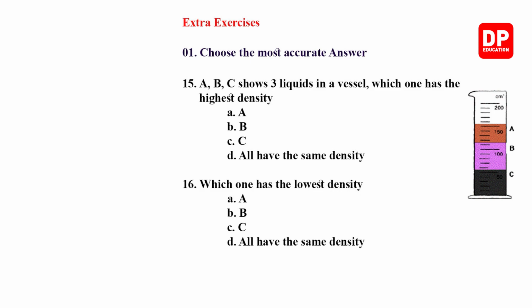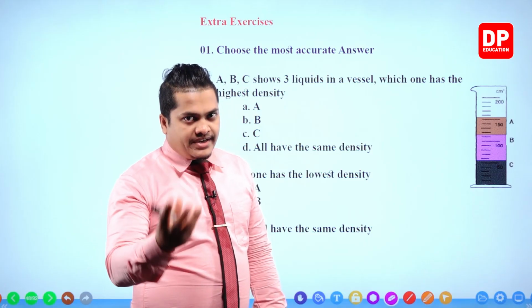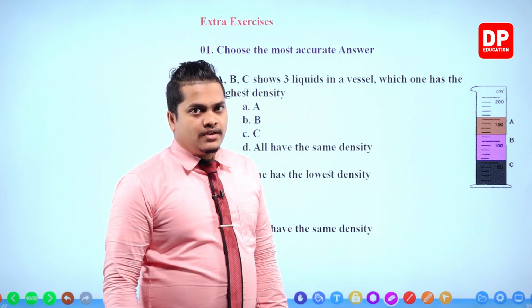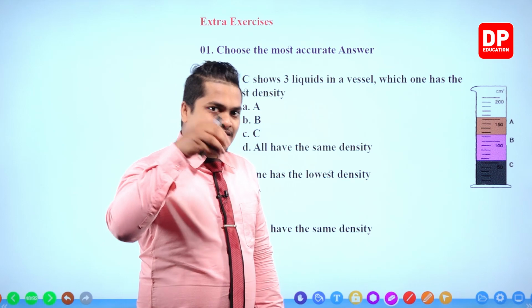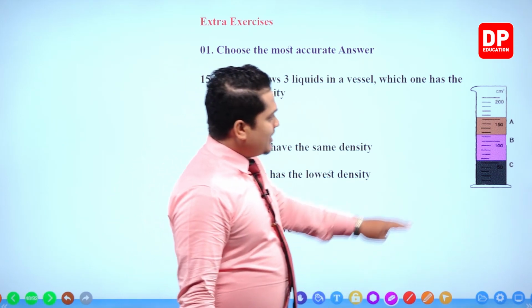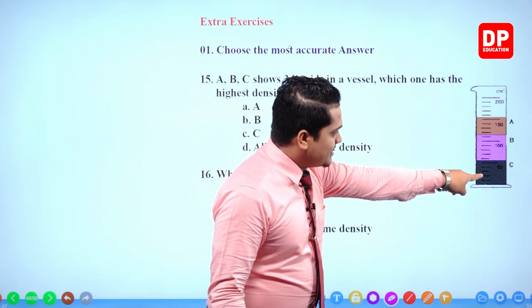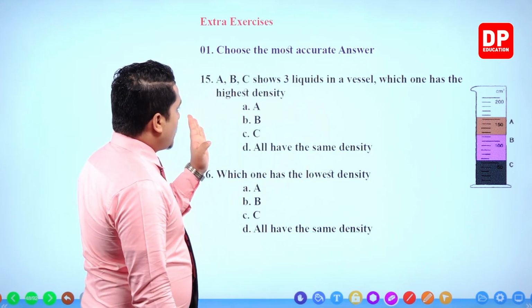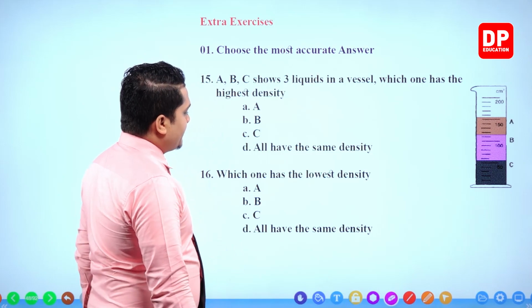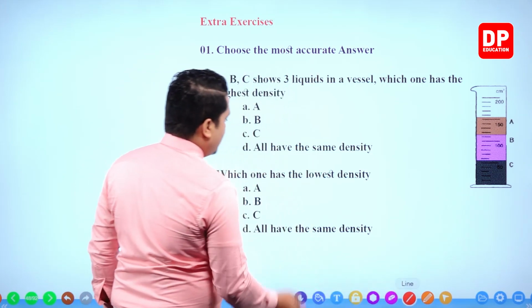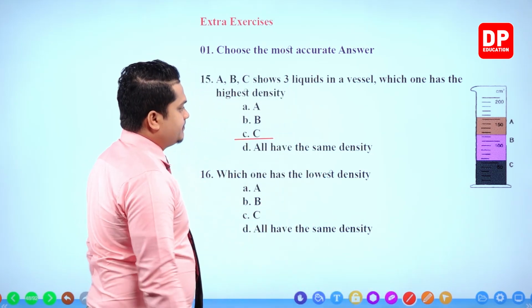Once again, it's obvious, my dear children. I told you, the densest one goes to the bottom. The lightest one goes up. Less dense ones go up, highly dense ones go down. So select the one which is at the bottom. C is at the bottom. So out of A, B, C, which one has the highest density? C has the highest density because it is at the bottom.